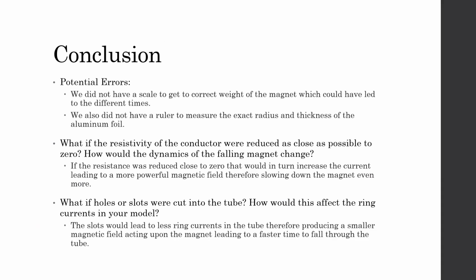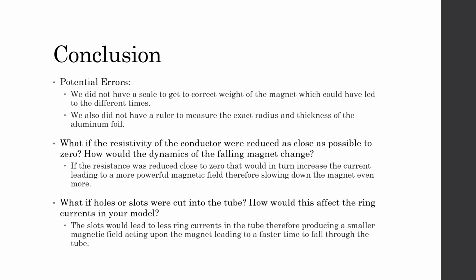So in conclusion, some potential errors that could have arisen from the experiment were that we did not have a scale to get the correct mass or weight of the magnet, which could have led to the different times among the computational and experimental values. We also didn't have a ruler that measured the exact radius and thickness of the aluminum foil, so it was a guesstimation, using online sources.